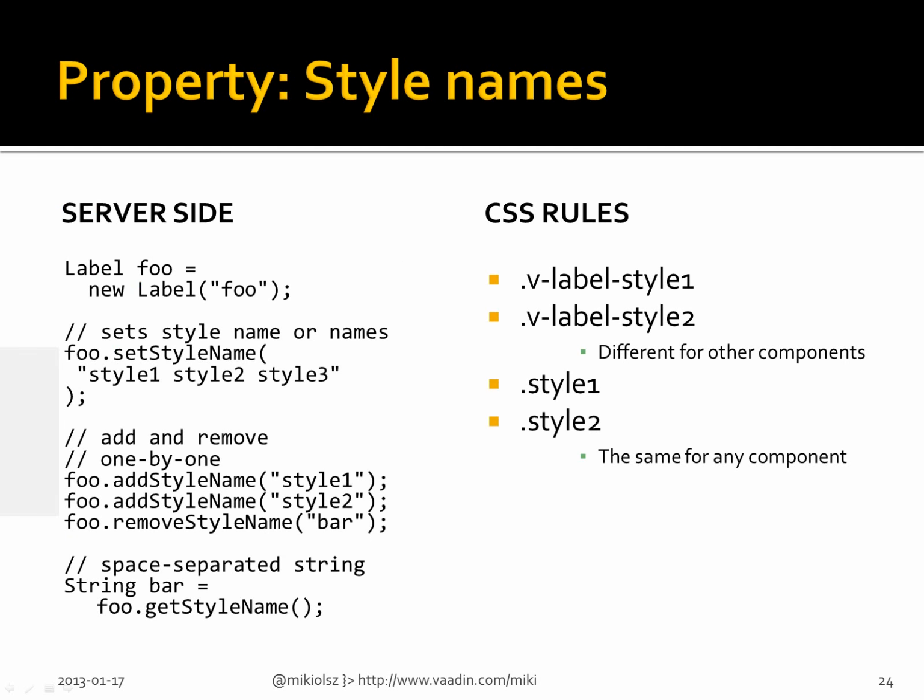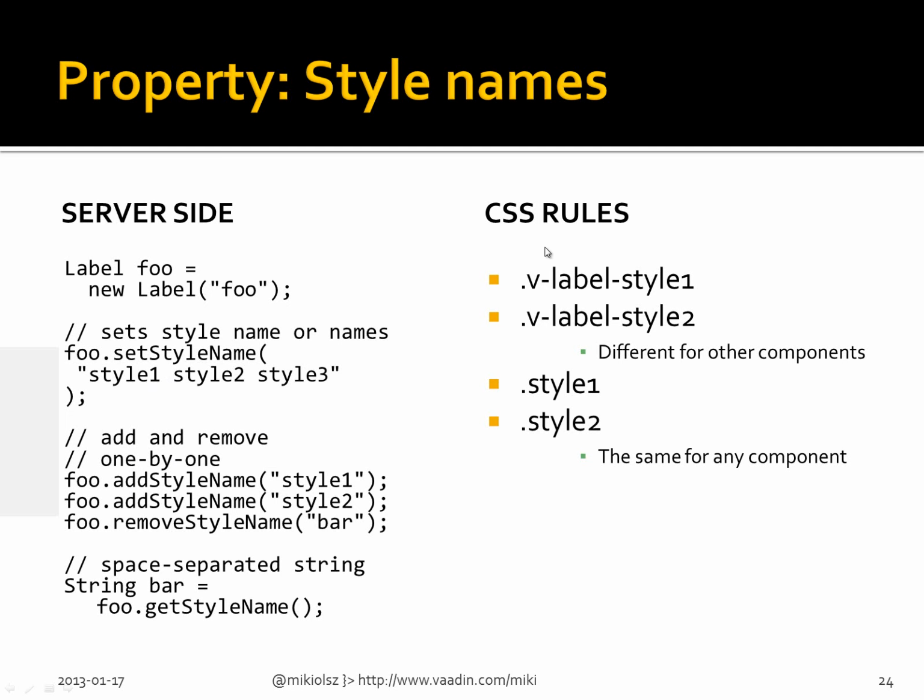This is how it looks. We have a label foo, and we can set the style name just by passing a space-separated list of styles we want to have. Or we can add and remove one by one, so we can add a style name or remove a style name if we want. And then there is of course only one getter, which gets you a space-separated string.